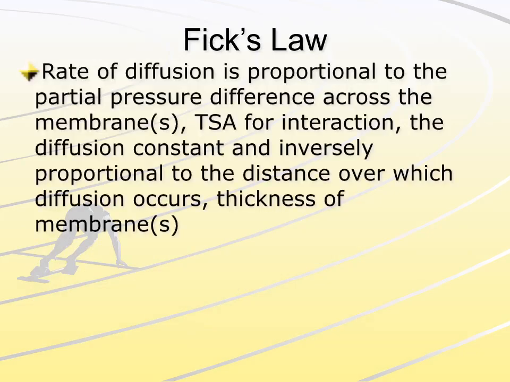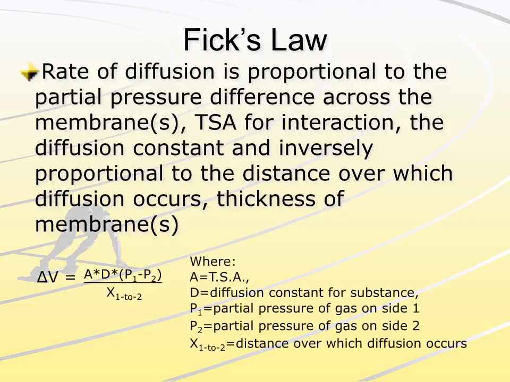The last law we have to look at is Fick's law. Fick's law is not a gas law, but it's a diffusion principle. And what it tells us is that the rate of diffusion is proportional to the partial pressure difference across the membrane, the total surface area of interaction, and the diffusion constant of the gas, and is inversely proportional to the distance or thickness that the gas has to diffuse through. And so we simply say that the change of volume, that is how much is diffusing, is equal to the total surface area times the diffusion constant times the change in partial pressure across the membrane over the distance of diffusion.